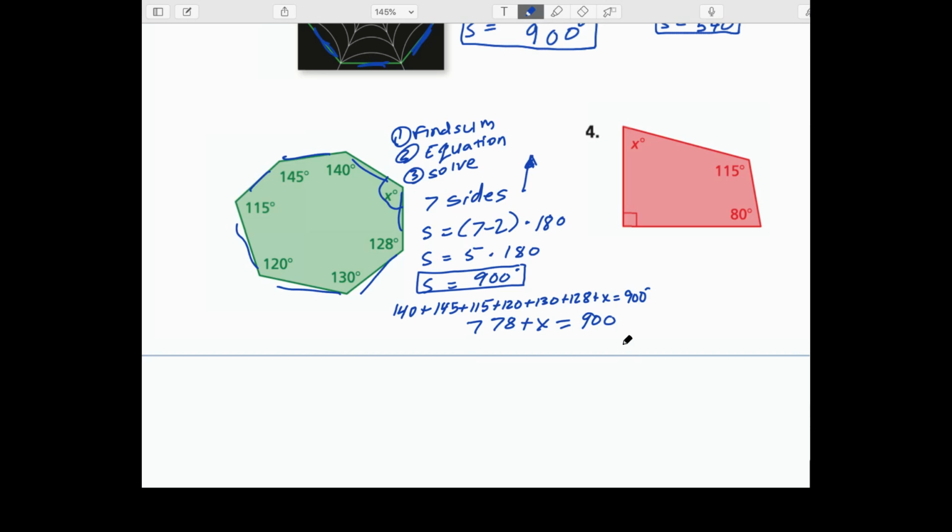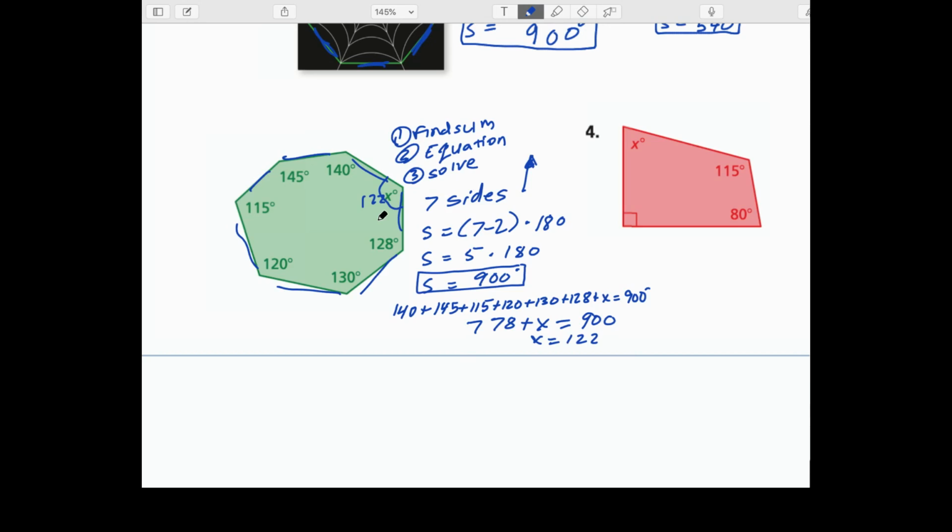So then you take 900, subtract 778. So x equals 122. So that's what that angle would be. You're basically adding them up and subtracting them, just like you would with the triangles, but with triangles you subtract from 180, and in this case you subtract from 900. So you just have to pay attention to what it's going to be for that one.